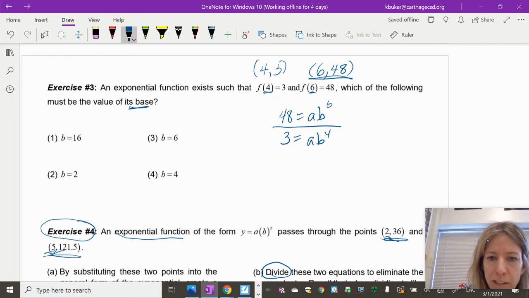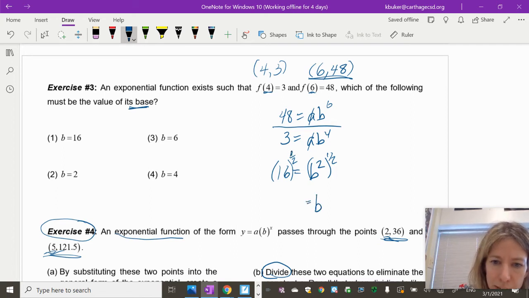And I can just simply divide these. When I divide, the whole purpose is to get the a to cancel out. 48 divided by 3 is 16. Remember, I subtract exponents, so 6 minus 4 is 2, and then I can take the square root, or I'm just going to show you here, instead of taking the square root, you can take the 1/2 power, okay? 2 times 1/2, the power to a power, we multiply exponents, so this would give me b to the 1st, or just b, and 16 to the 1/2 power is the same thing as the square root of 16, so this would give me a b value of 4.